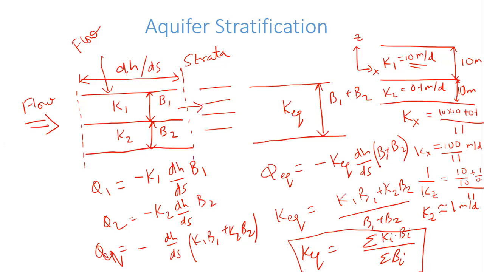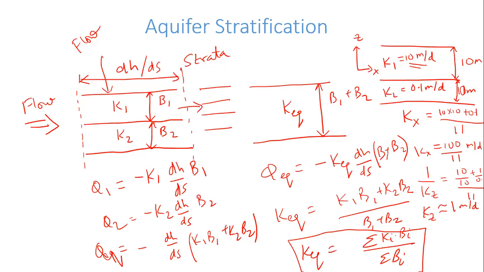So basically, what I'm trying to say is, when you're looking at flow parallel to the layering, the equivalent hydraulic conductivity is dominated by the layer with the higher conductivity. If I have n layers, whichever layer has the highest value of K, your eventual equivalent K will be closer to that highest value. When the flow is perpendicular to the layers, the layer which has the least hydraulic conductivity will limit the equivalent hydraulic conductivity in the z direction.